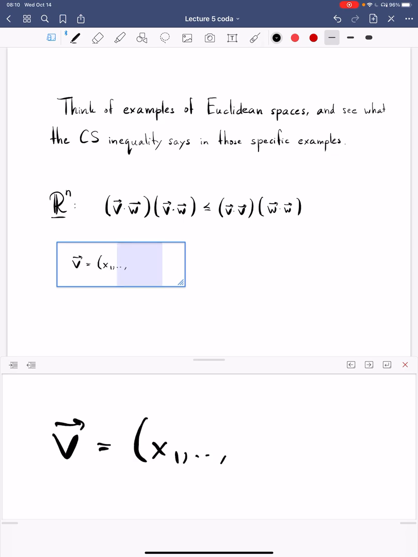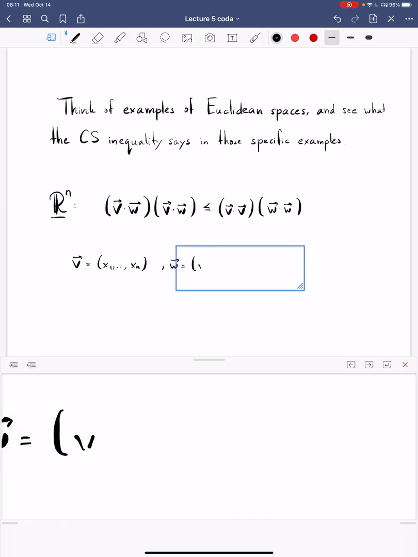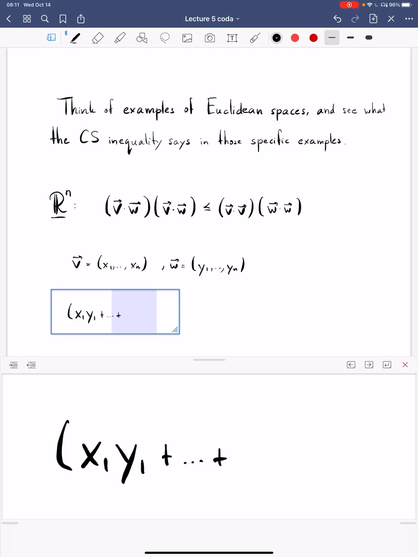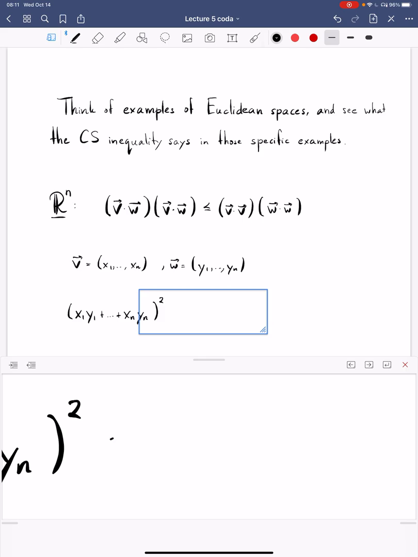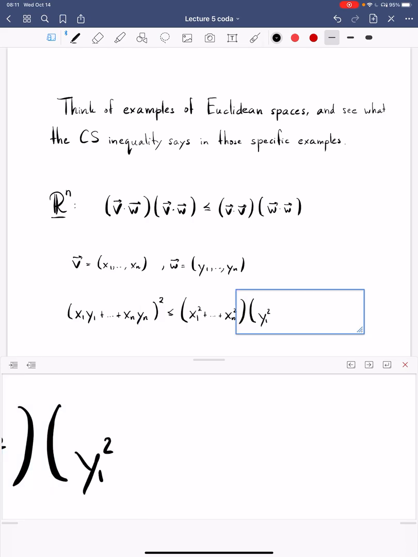So if v is the vector x1 through xn, and w is the vector y1 through yn, what is this saying? What's the dot product of v with w? This is x1 y1 plus all the way up to xn yn, right? Squared is less than or equal to, what's the dot product of v with v? It's the sum of the squares of the components of v times the sum of the squares of the components of w.